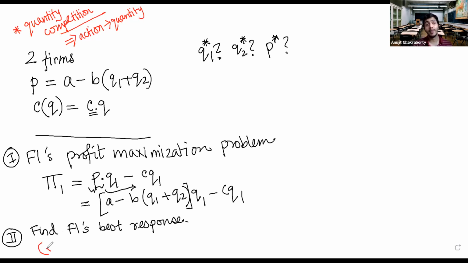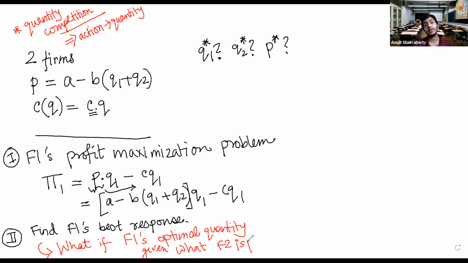Let me write it down so that you remember it. So this means what is firm one's optimal quantity given what firm two is producing. Okay, so let's continue on this other half of the whiteboard.